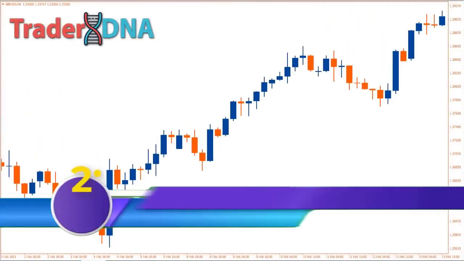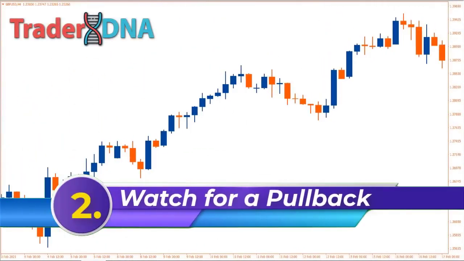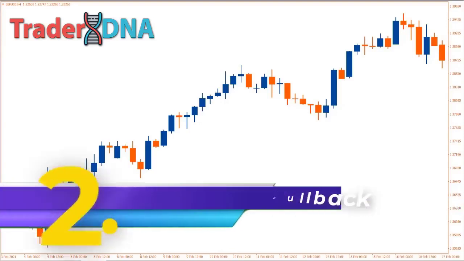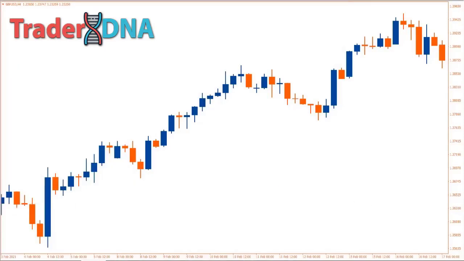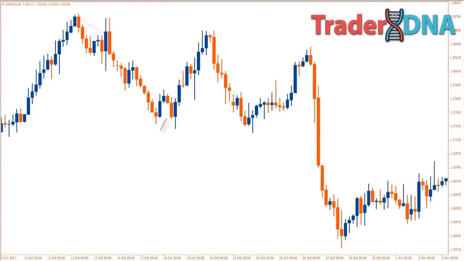Step number 2. Watch for an upward or downward pullback. Once the trend is established, wait for a pullback. If there is no trend, or it is unclear, don't utilize this strategy. Waiting for a pullback means you're getting advantageous pricing for the next wave of the trend when, and if, it unfolds. If the trend is down, watch for an upward pullback.